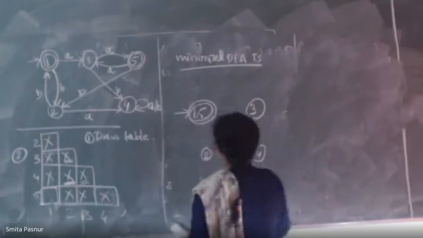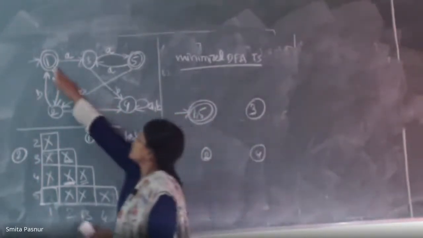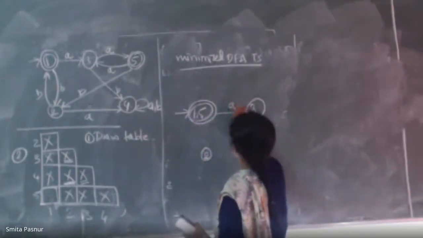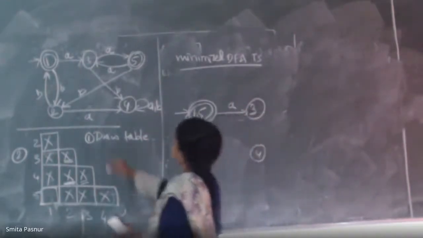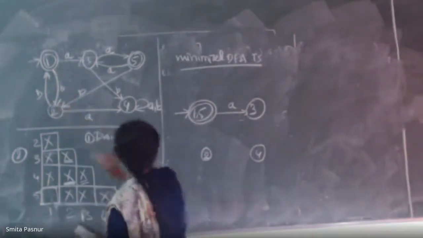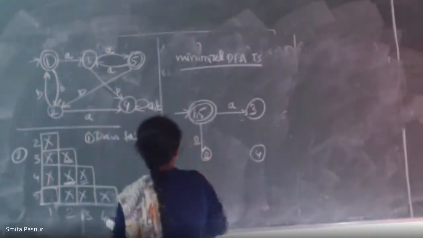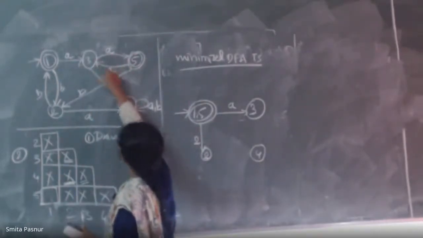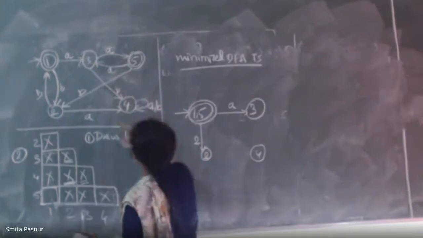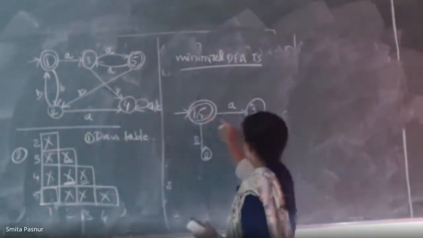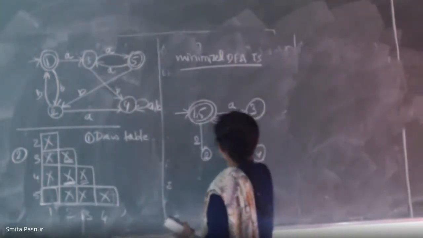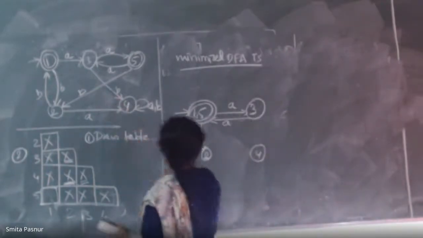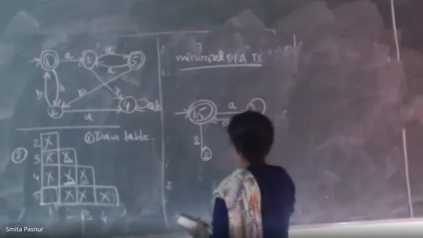Got it? So see, from 1, A is going to 3. Then from 1, B is going to 2. Okay. Then from 3, A is going to 5. So where is 5? 5 is here only. So from 3, A is going to 5. Okay. Then from 3, B is going to 4.